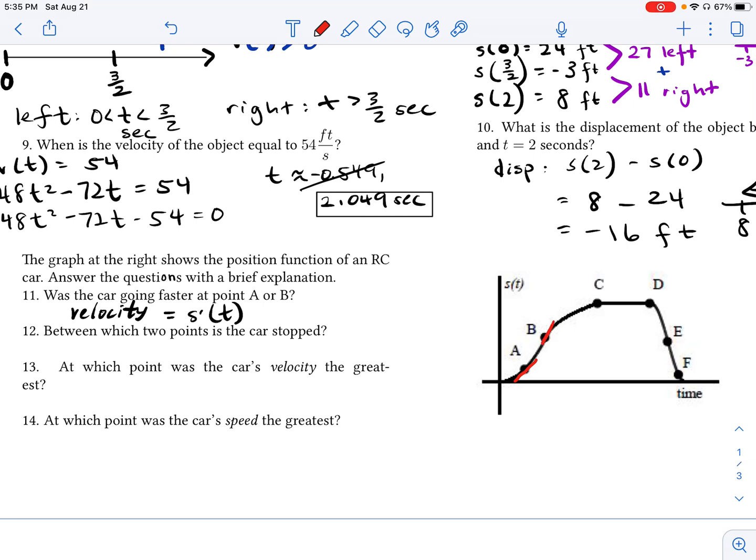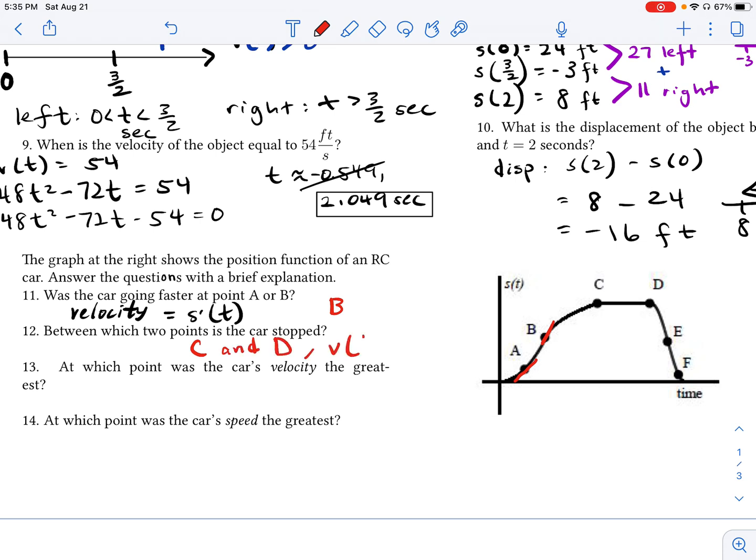Okay. Actually, it's really hard to tell whether it's still concave up or concave down there, but you get the idea. We see that the slope of the tangent line seems to be steeper at B. Now, between which 2 points is the car stopped? Well, we would say between C and D, and ask yourself why.